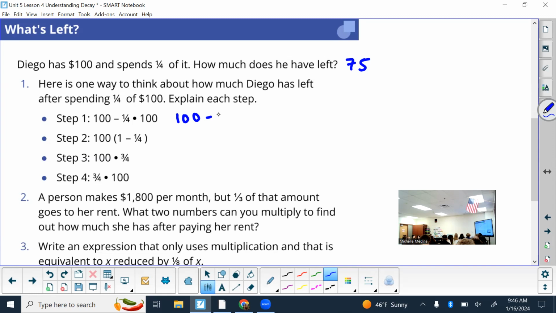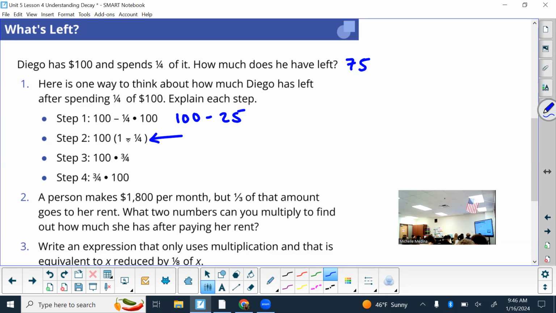25 is 1/4 of 100. Doesn't 100 minus 25 also give you 75? Yeah. And that's what happens here. Or that's probably what you did in your head to get the answer. But notice the difference here.